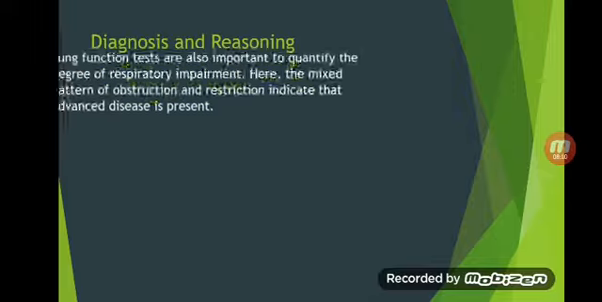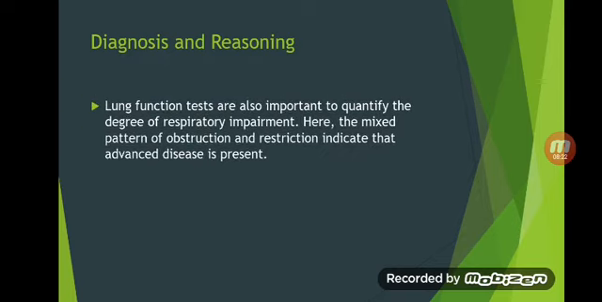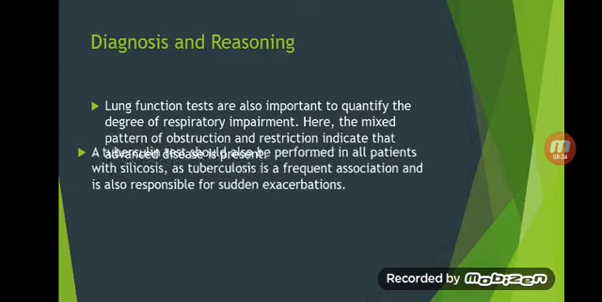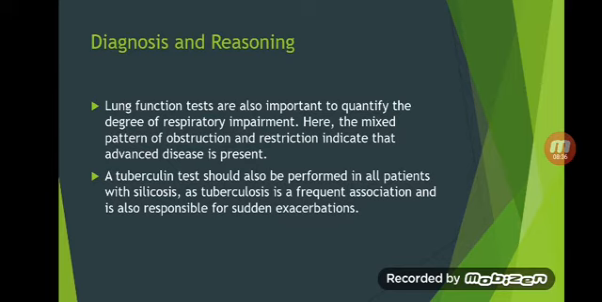Then we do lung function tests, of course, to quantify the degree of respiratory impairment, and a mixed pattern, obstructive and restrictive, can be present in advanced silicosis. And finally, a tuberculin test must be performed in all patients with silicosis, because TB is frequently associated with silicosis because they have a decrease in the immune function of the respiratory cells.